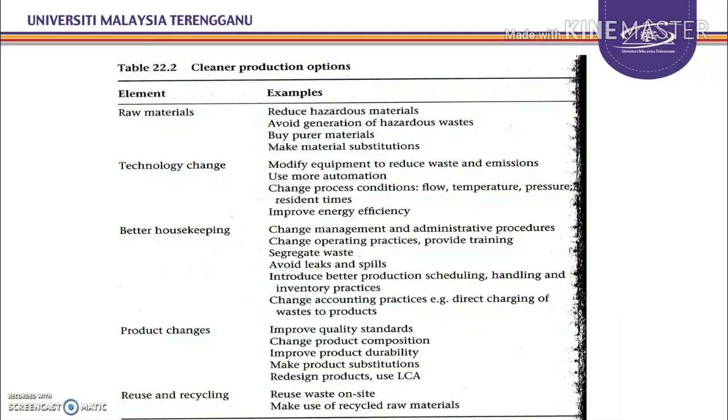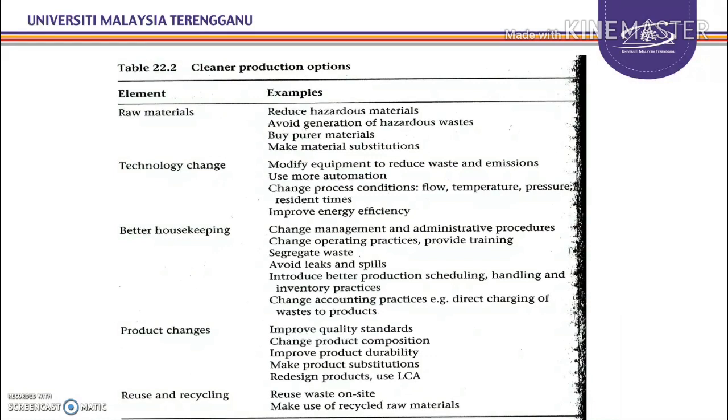And then number 3, the better housekeeping element. The methods, for instance, are change management and administrative procedures, change operating practice, provide training, try to segregate waste, and try to avoid leaks and spills by doing better housekeeping. Introduce better production scheduling, handling and inventory practices, avoid double work, and change accounting practices, for example, direct charging of waste to product.